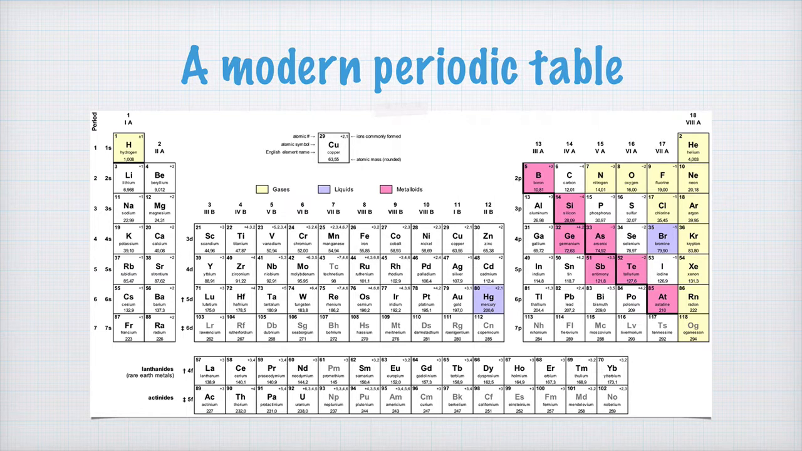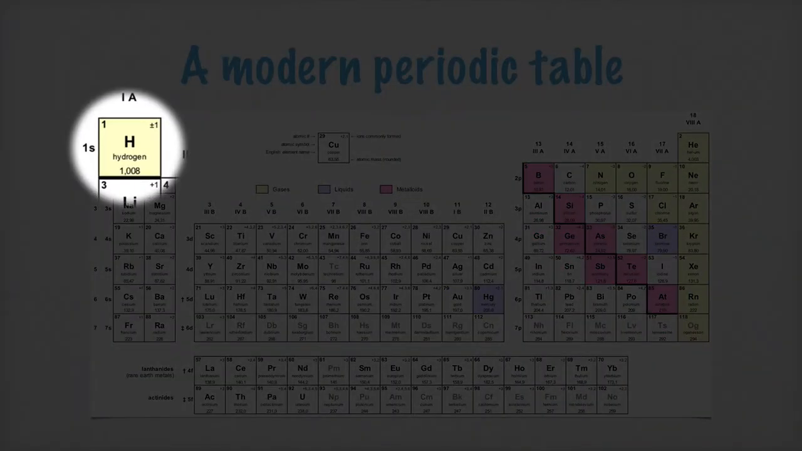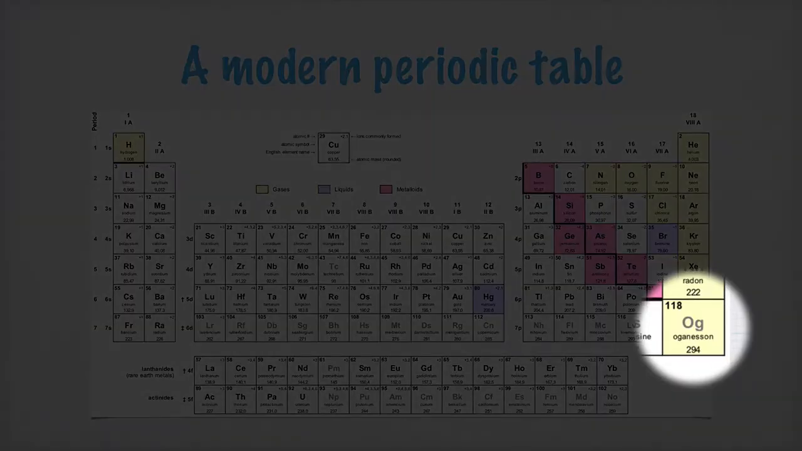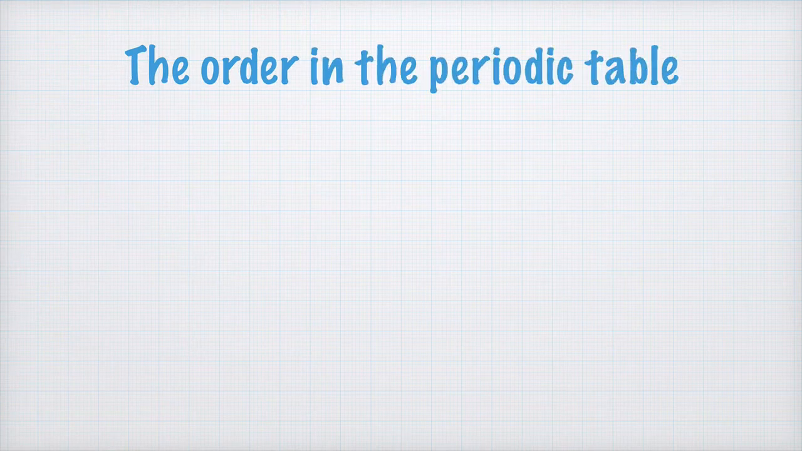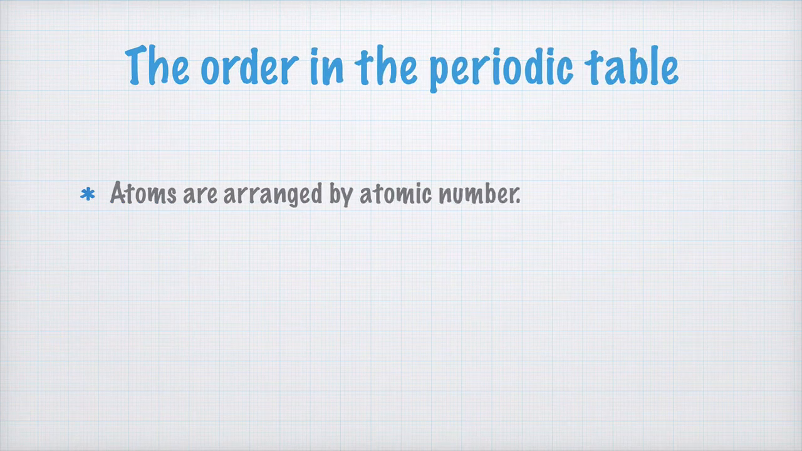First though, I'd like you to note that the atoms in a modern periodic table are arranged by atomic number, not relative atomic mass, as Mendeleev first did. We have atomic number 1 up here to the left, that's hydrogen, and atomic number 118, the very last atom of the periodic table, down here to the right, oganesson. We write about the order in the periodic table that the elements are arranged by atomic number.